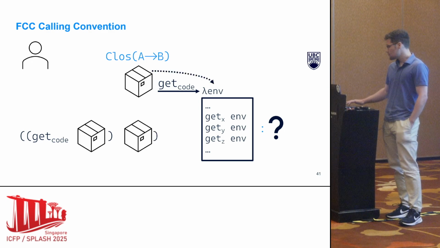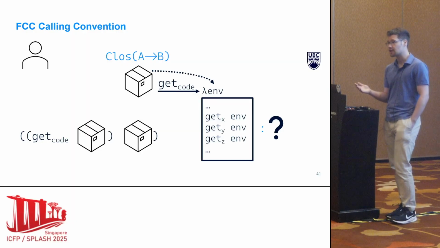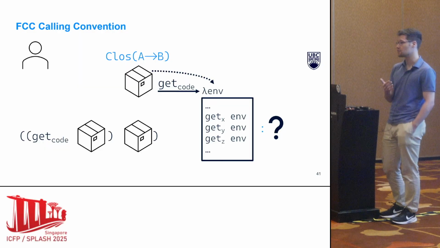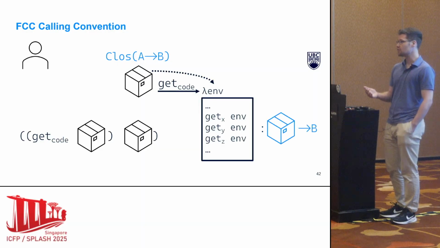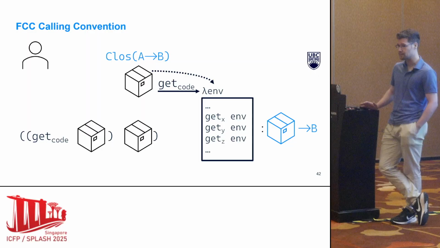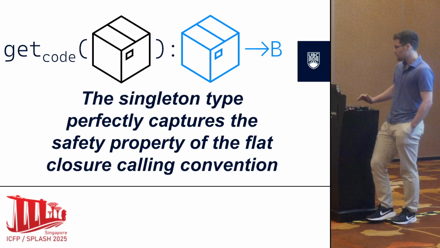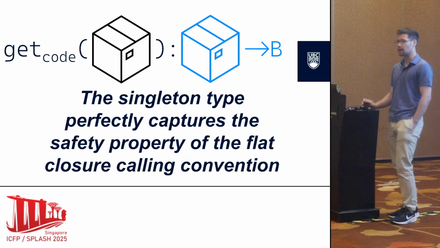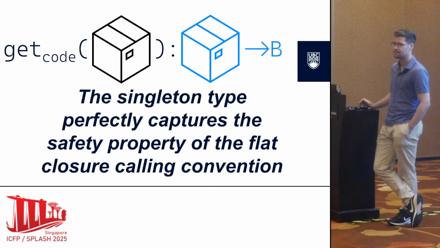Now, again, in the flat closure calling convention, what we want to pass as the environment is the closure itself. So what if we just put the closure into the type? And we can do that using a singleton type. And really, this is the key insight of this paper, that the singleton type perfectly captures the safety property of the flat closure calling convention.